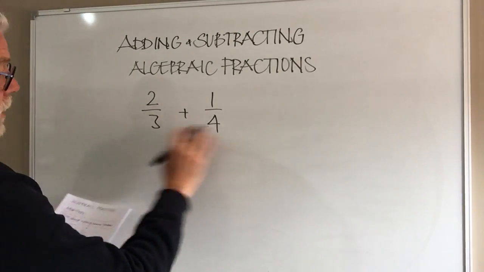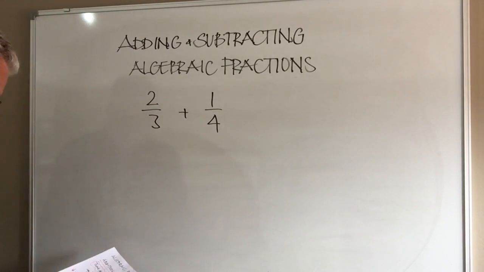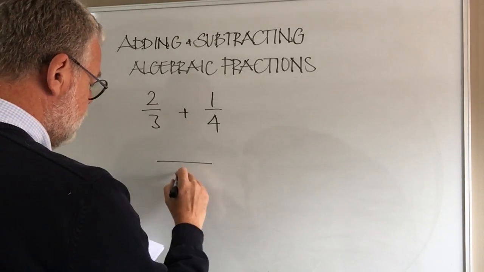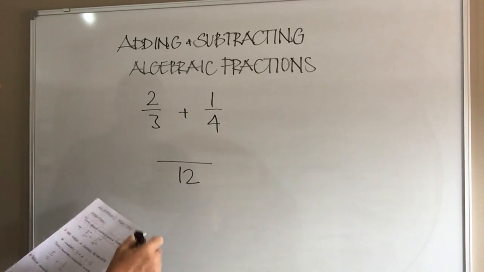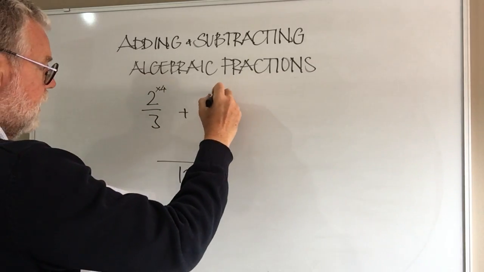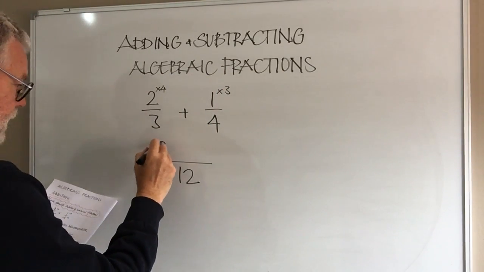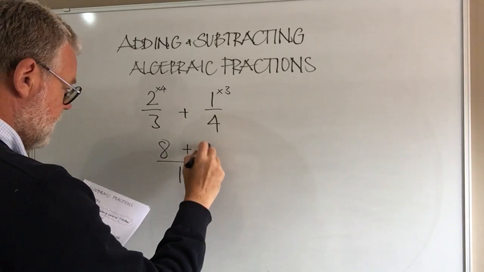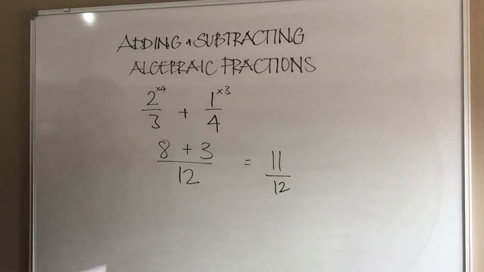Well, we can't use either of those, so if we multiply them together, we get a denominator of 12. And we know whatever we do to the bottom, we have to do to the top, so we would have to multiply that by 4, and we'd have to multiply that by 3 to give us 8/12 plus 3/12, which is 11/12, and that would be our answer.